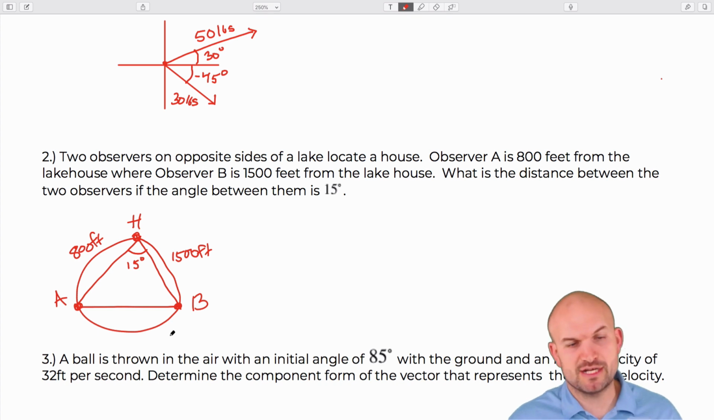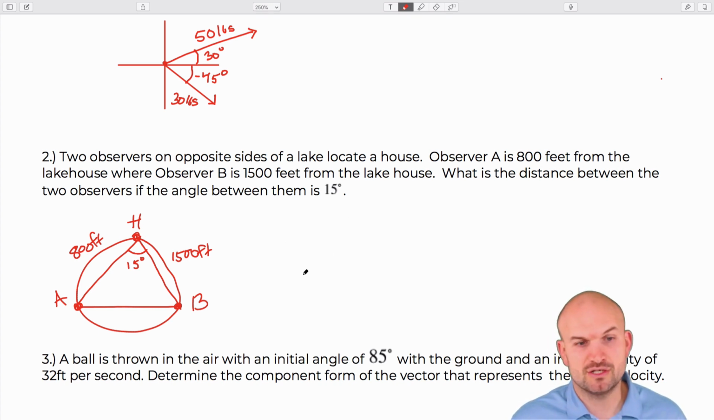Now, a lot of times when I draw the picture, what I also told students to do, when you have a triangle, is to extract that triangle.